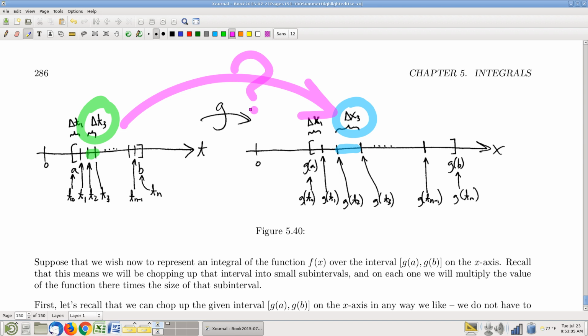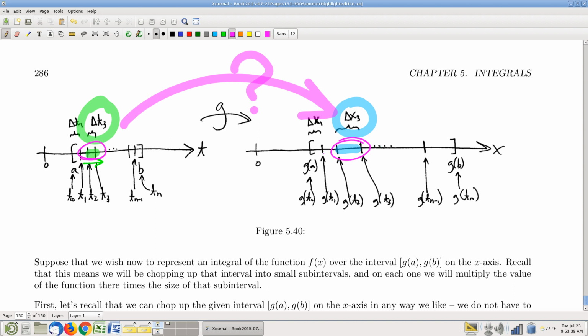Instead of thinking of this as a piece of the t-axis, let me reinterpret that as representing a change. That represents t starting there, ending there. t changes by a certain amount. And this process of t changing by a certain amount results in x changing by a certain amount. And we know how to relate input changes to output changes.